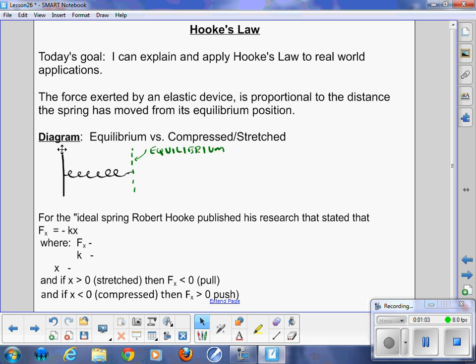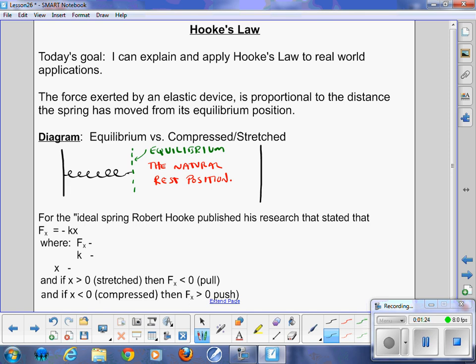We call that the natural rest position. So if there's nothing acting upon it, then that's what it'll look like, or what the spring will, the nature of the spring.